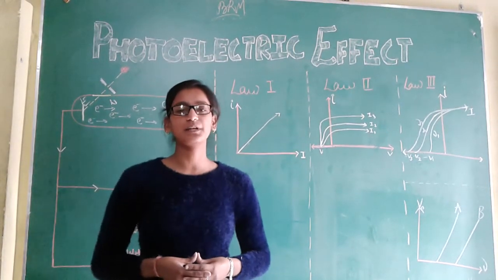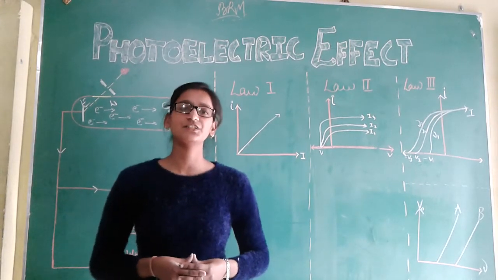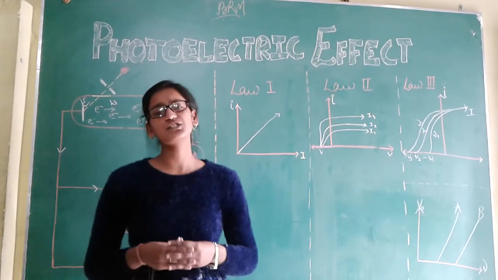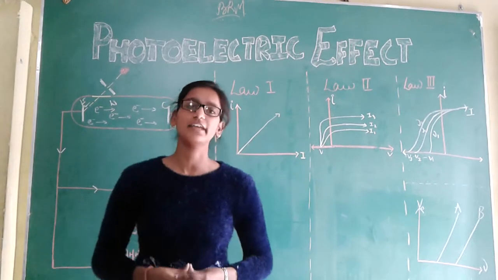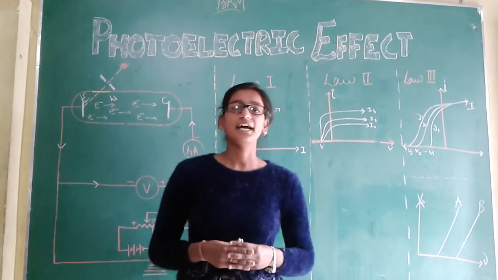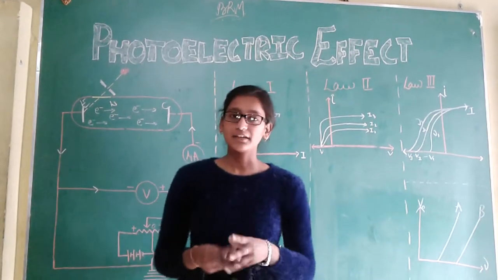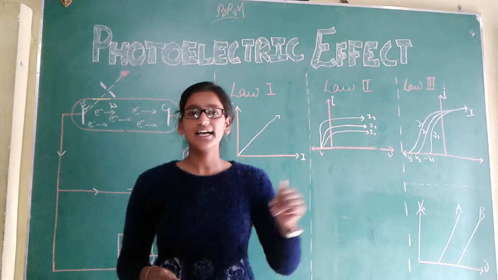Today I am going to explain about the photoelectric effect, its experiments and its contradictions with the wave theory. Now first of all we should know what is photoelectric effect. Photoelectric effect is the emission of electron by the action of light.